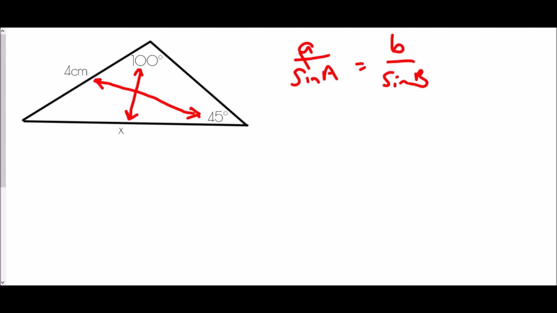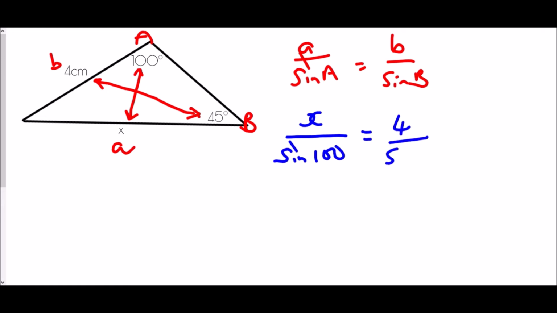But that means we actually need to label the diagram. So first of all, we'll call the 100 degrees A, which means that X, the side opposite it, is little a, and capital B for the angle 45, small b for the side 4 centimetres. And so, again, let's just fill in the values that we actually know. a is X. We don't know what that is, but capital A we know is 100, b we know is 4, and capital B is 45.